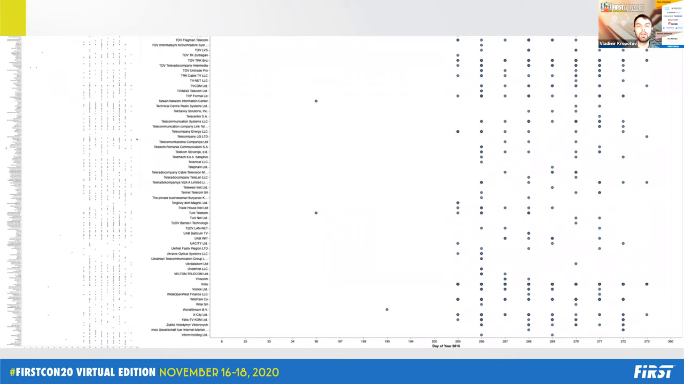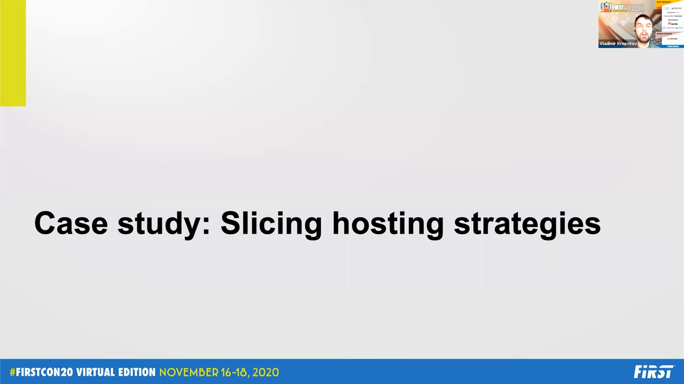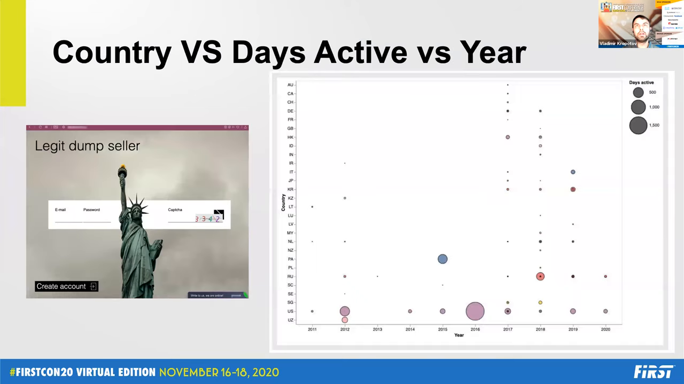So what is the pattern of FastFlux, and how do we spot different strategies of hosting? Here's another example, Black Service Shop, and we visualized its hosting in several ways. This is a slice by countries and days active, and this gives us some insights.